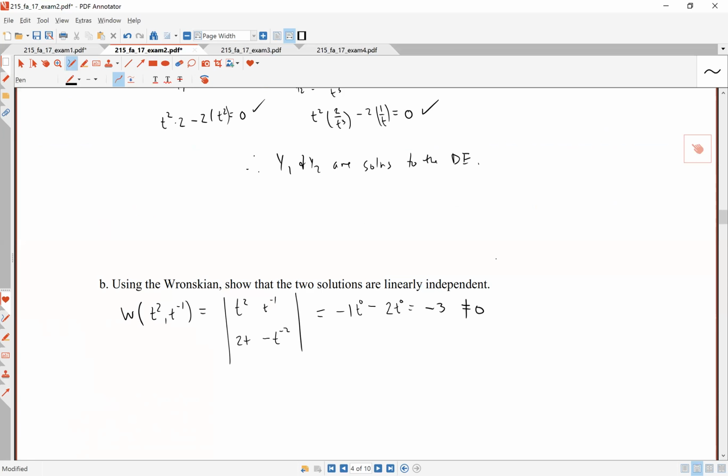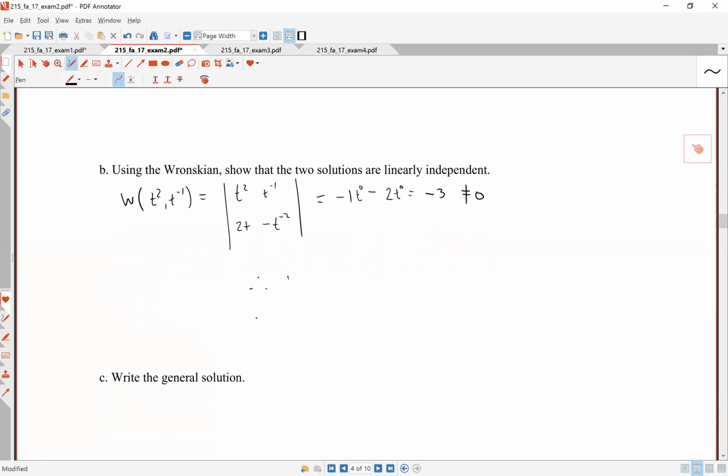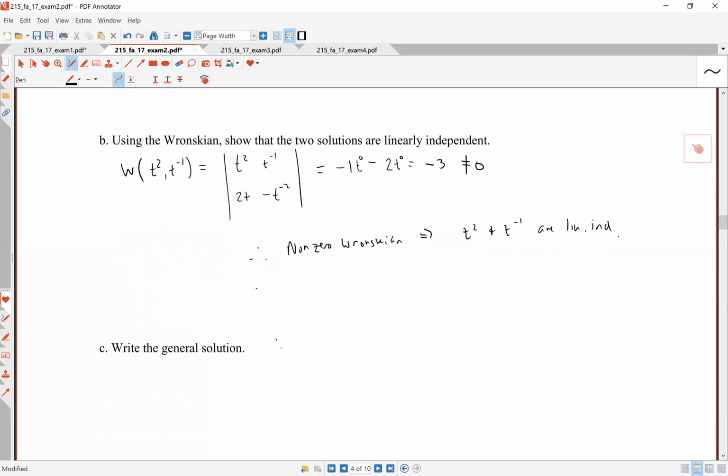Remember, if they're solutions to a DE, the Wronskian will either always be non-zero or always be 0. And so therefore, a non-zero Wronskian implies that t squared and t to the negative 1 are linearly independent. General solution is easy now. We just know that any linear combination of these two functions, t squared and t to the negative 1, is the general solution.